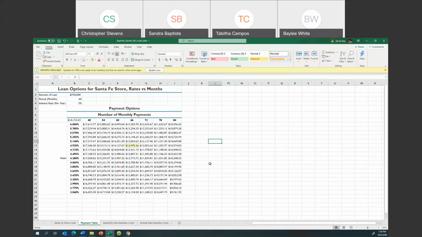So you can save the workbook now from where you're at. Your extra credit here. Excellent. Okay. So are there any questions about a data table?